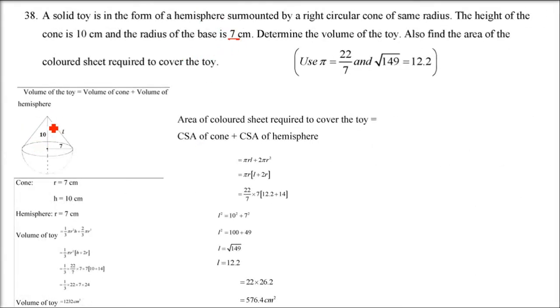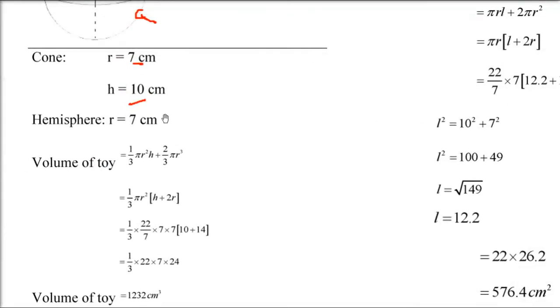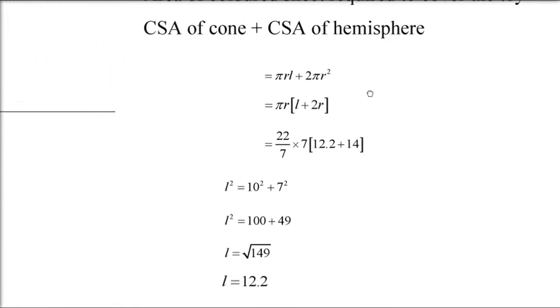This is clear. Now height is given. So height is also known. With height and this radius we can find out the slant height. We'll find the slant height later. But first of all, the volume of the toy, because we don't need L here. Volume of toy will be volume of cone plus volume of hemisphere. That is 1 by 3 pi r square h plus 2 by 3 pi r cube. All the values are in front of you, 1232 centimeter cube, because it is volume.